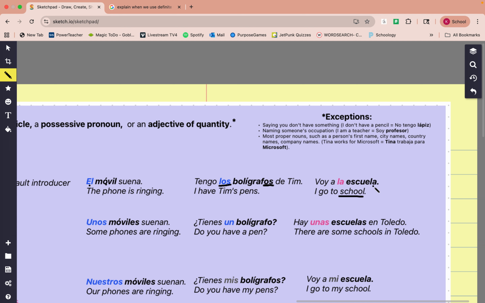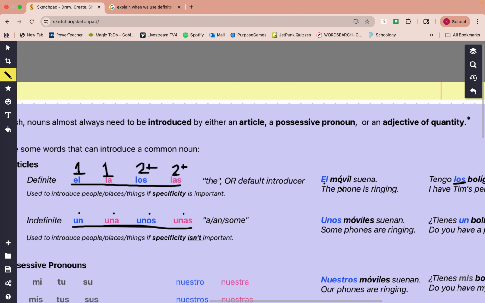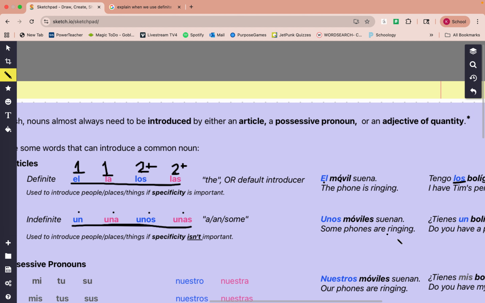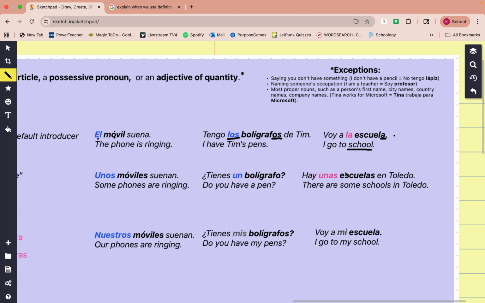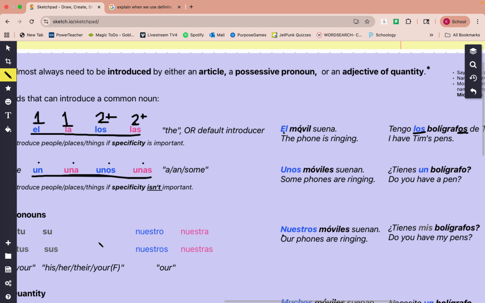And since escuela is singular and feminine, since it ends in the letter A, I know that I can choose the singular feminine article, la, to put before escuela. So voy a la escuela, I go to school. Muy bien. All right.